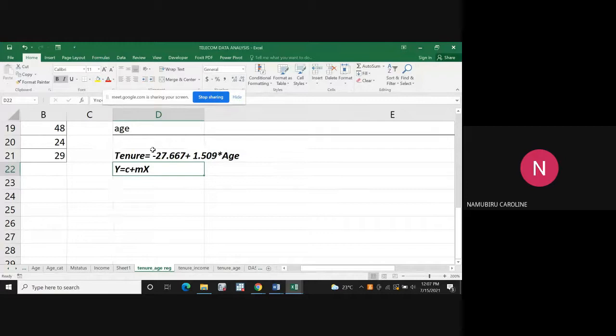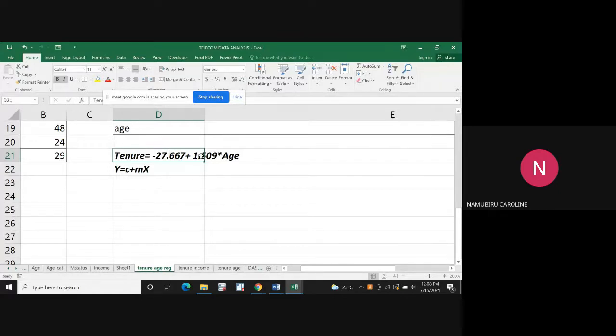So this value here would mean that when you're looking at a baby, someone who doesn't have any age, the tenure is negative, which doesn't make sense. That is why I keep telling you that for many of the policy recommendation reports that come from analysis of data, the intercept is normally not talked about, because many times it doesn't make sense. When you say negative, the tenure is negative 27 months. It ideally means that the baby cannot have access to the telecom.